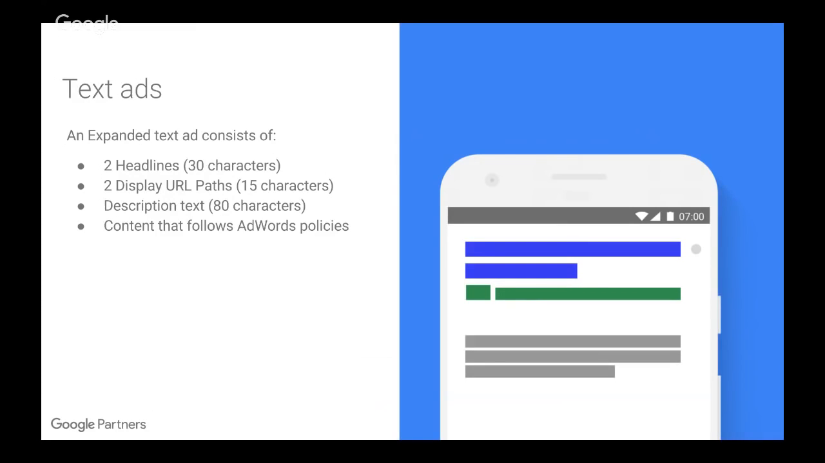The first type of ad that we're going to be discussing is an expanded text ad. These text ads have 2 headlines and a description line that allows you to describe your product or your business to the best of your ability.